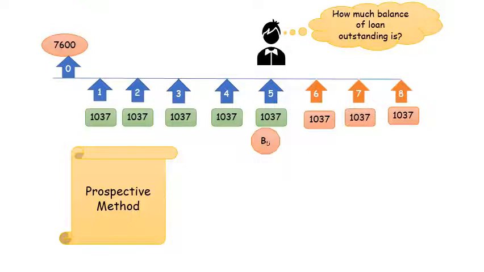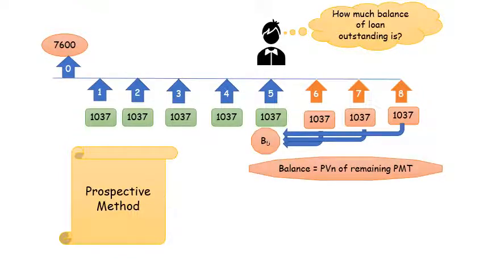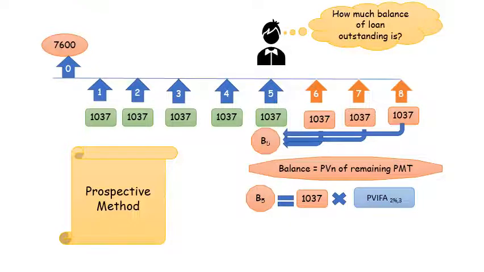So the balance of debt at the end of quarter 5 equals present value of the annuity, or present value of the future payments. So we will discount the first installment and the second installment and the third installment. So we will use the present value of annuity, in which we will multiply the amount times the present value interest factor for annuity at 2% interest rate for 3 quarters.